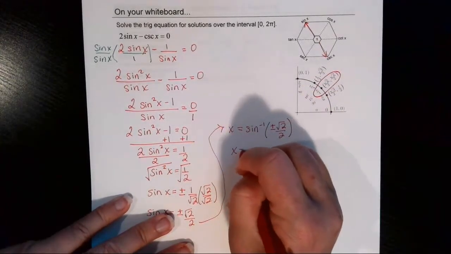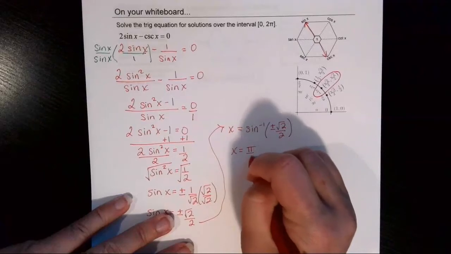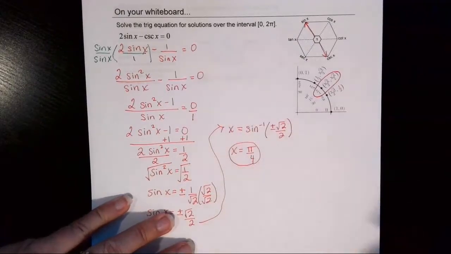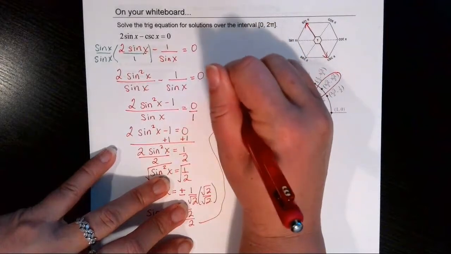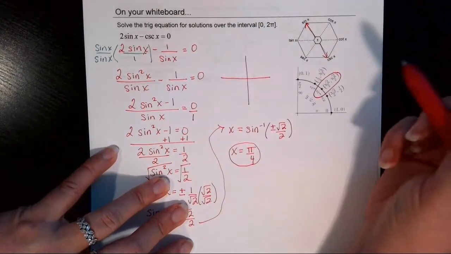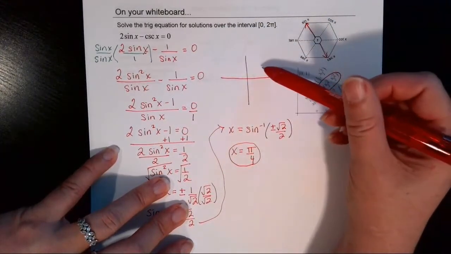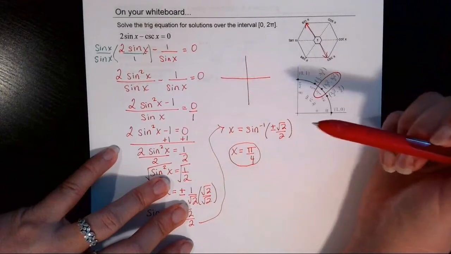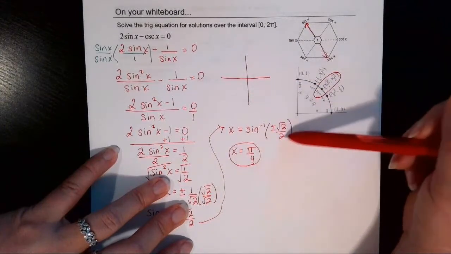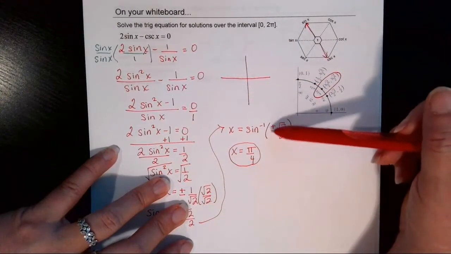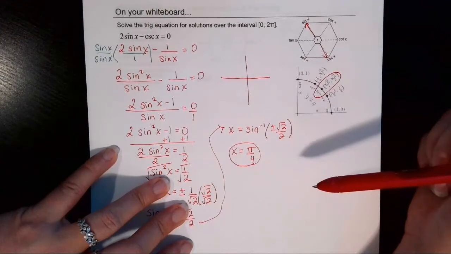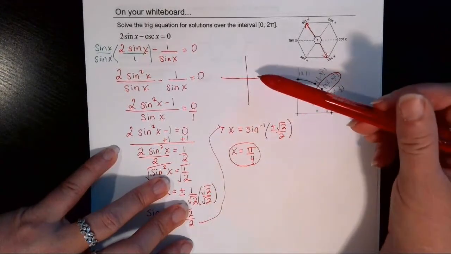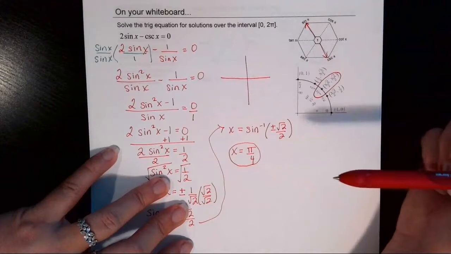So our first solution is going to be pi over 4. Okay, now we're going to look in the other quadrants. And we don't really need that acronym, All Students Take Calculus, this time, because we're looking for where sine is positive and where it's negative with a root 2 over 2. So that's going to mean we get 4 answers, one from each quadrant.